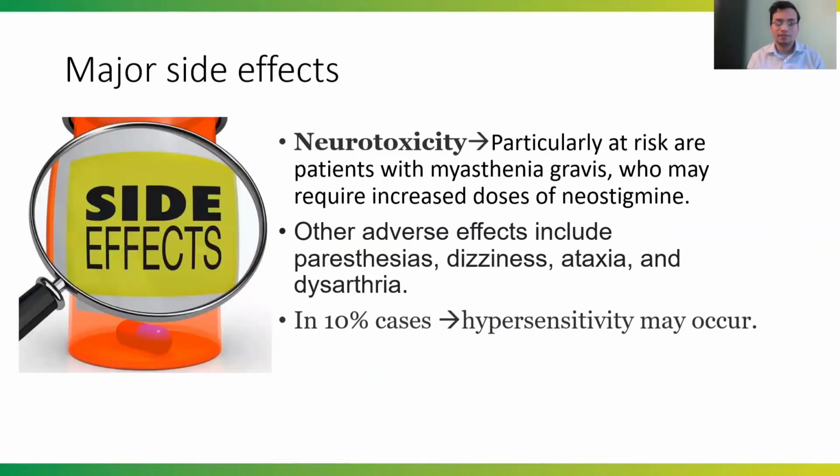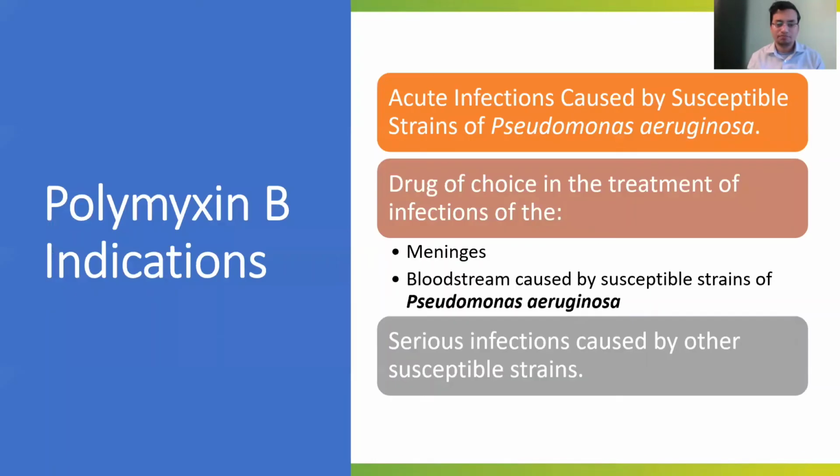The main side effects of polymyxins are nephrotoxicity and neurotoxicity. In case of polymyxin B, neurotoxicity is the most common, most significant side effect. So patients who are at particular risk are myasthenia gravis patients who require increased doses of neostigmine. Other adverse effects include paresthesia, dizziness, ataxia, and dysarthria. In less than 10% of cases, hypersensitivity may also occur.